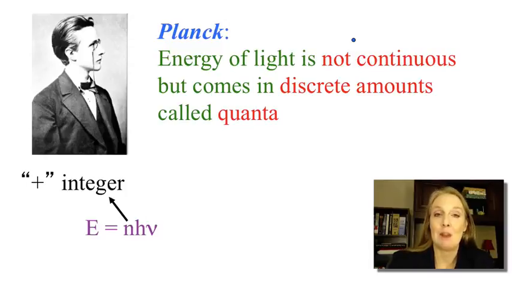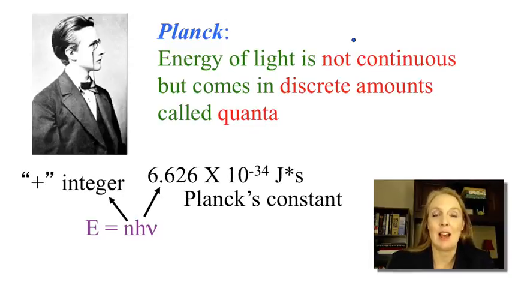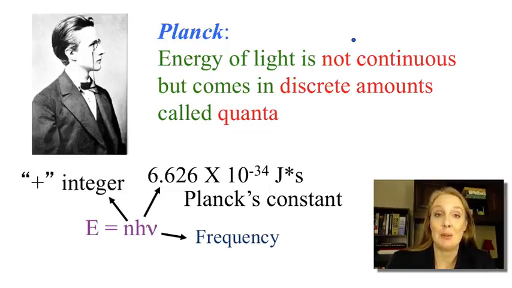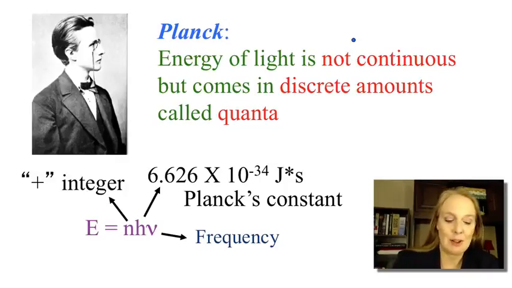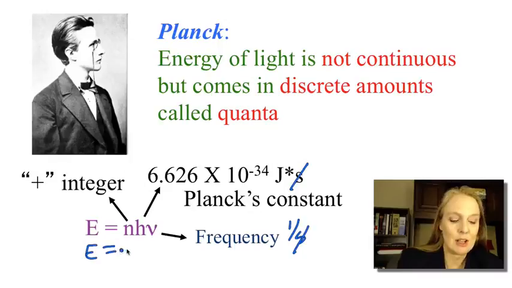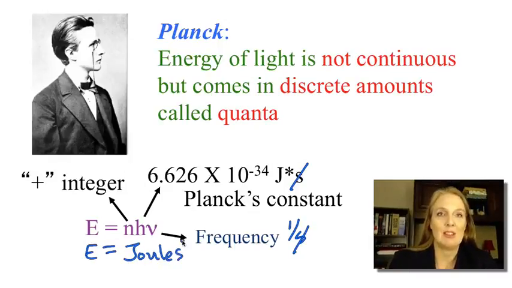h is now called Planck's constant, and it has a value of 6.626 times 10 to the minus 34 joule-seconds. And again, ν is the frequency. The frequency is in units of reciprocal seconds. So the energy, if the frequency is 1 over seconds, and Planck's constant is in joule-seconds, the seconds are going to cancel, and that gives us our energy in joules for the light. Remember, n is just an integer.